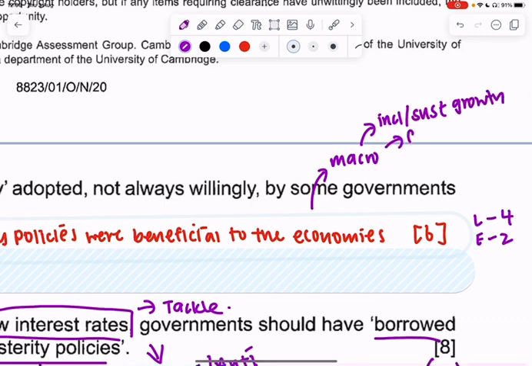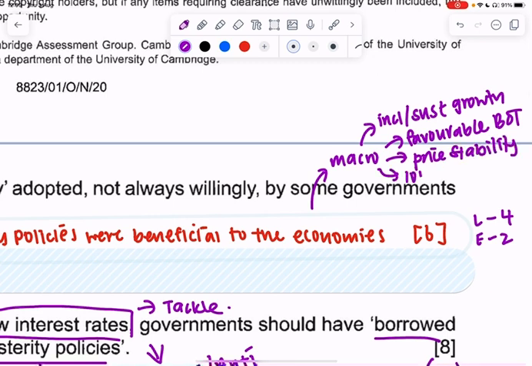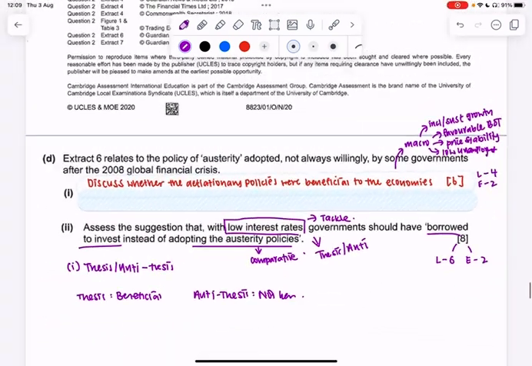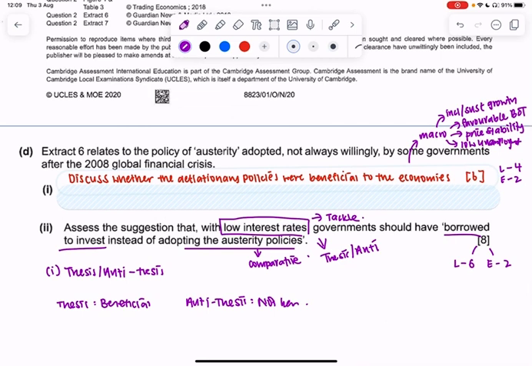I have my favorable BOT. I have price stability. And I have low unemployment, right? So I'll give you 2 minutes, and then with this, maybe you try and think about what we require, or maybe 10 seconds.